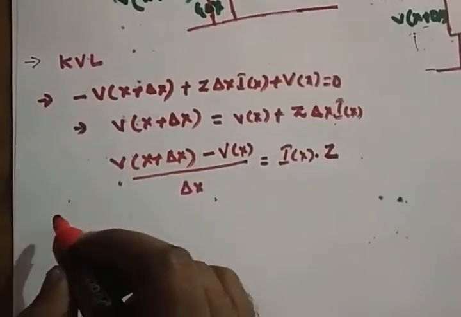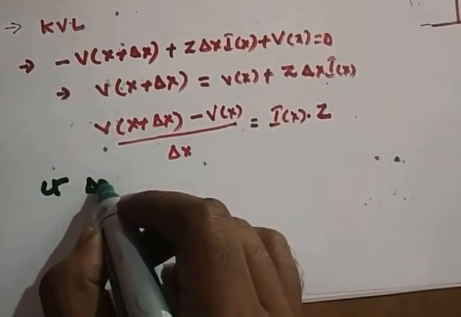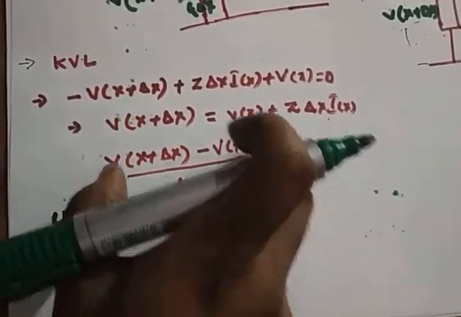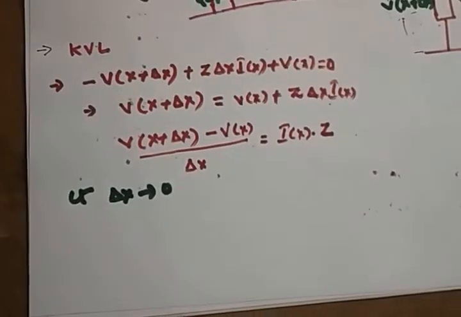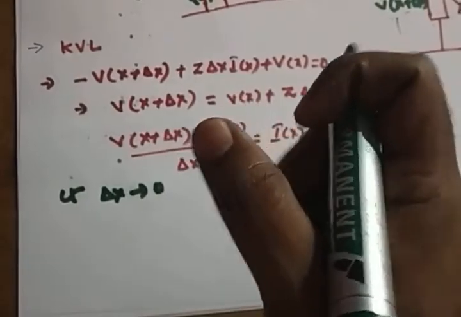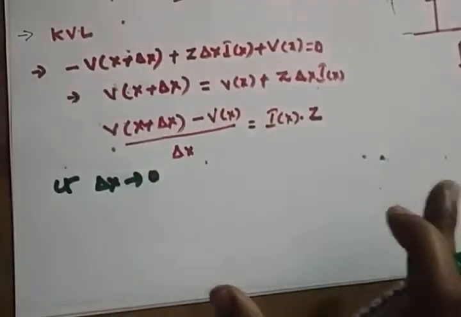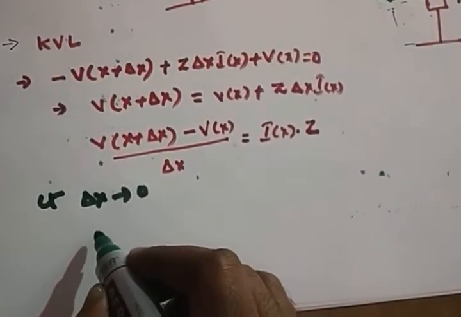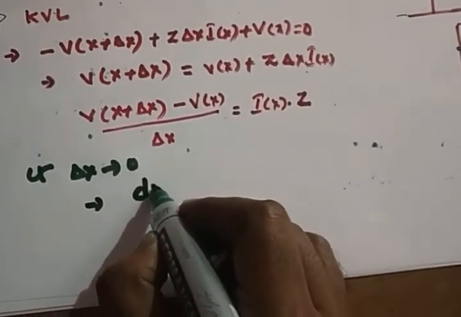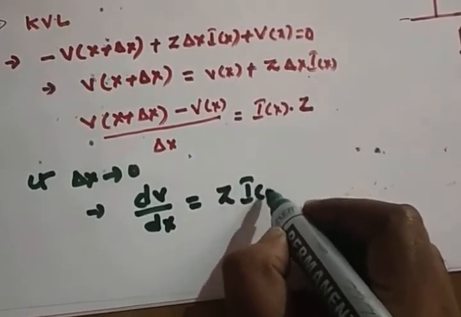Now you apply a limit, del x tends to 0. If you apply the limit del x tends to 0, this whole term is nothing but a derivative term. Limit of upper part by lower part, when the lower part tends to 0, is like a derivative. If you know the limit equations, you will clearly understand. So this form will be a derivative term: dV by dx is equal to Z into I of x, right?